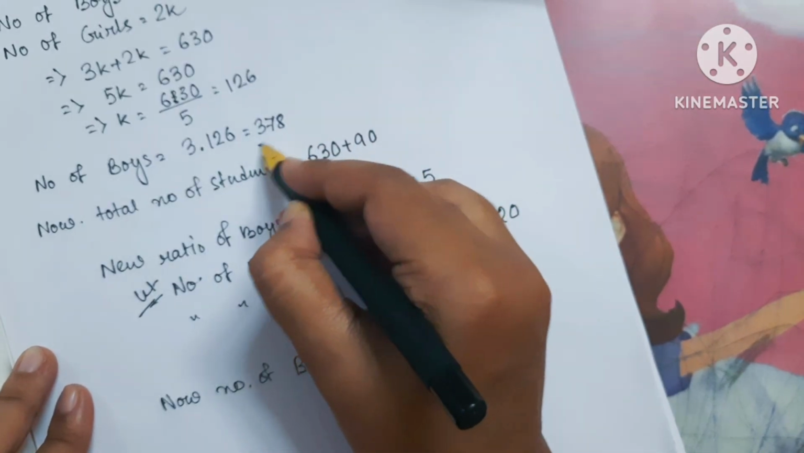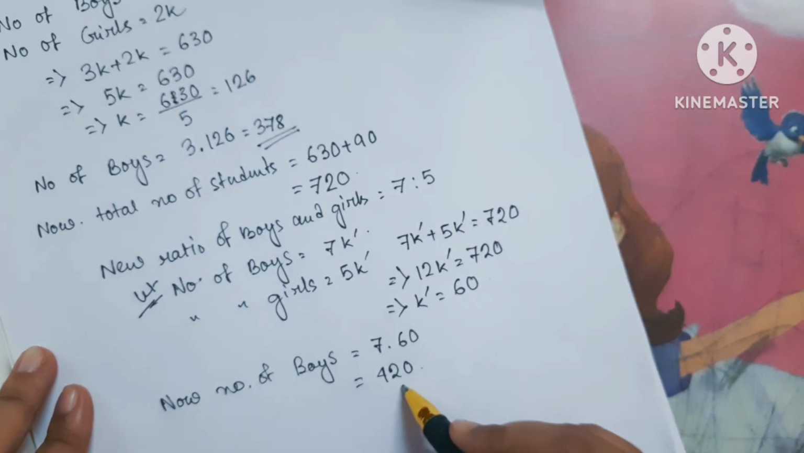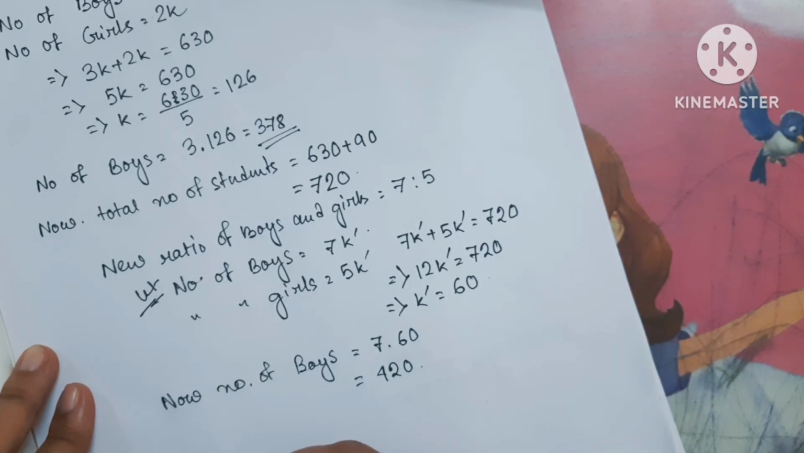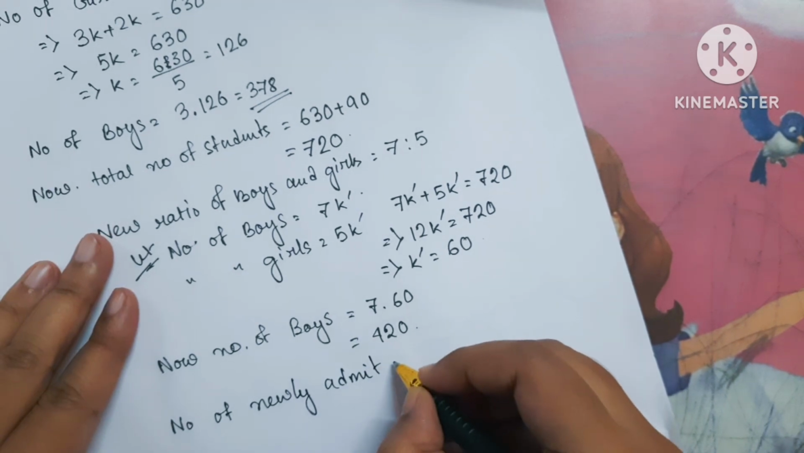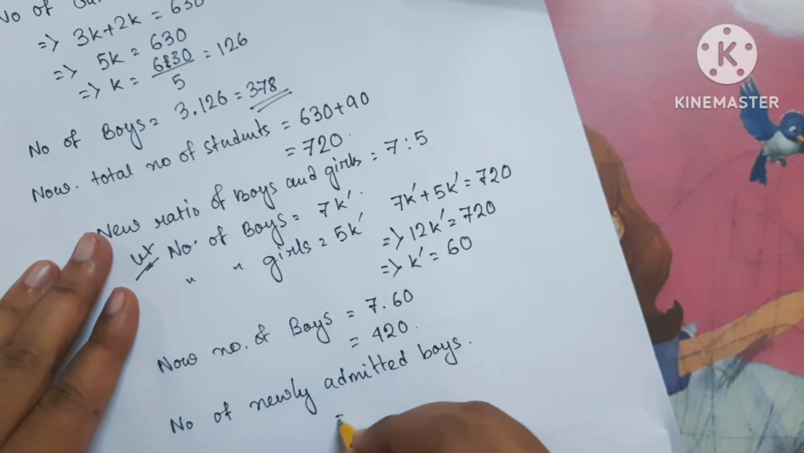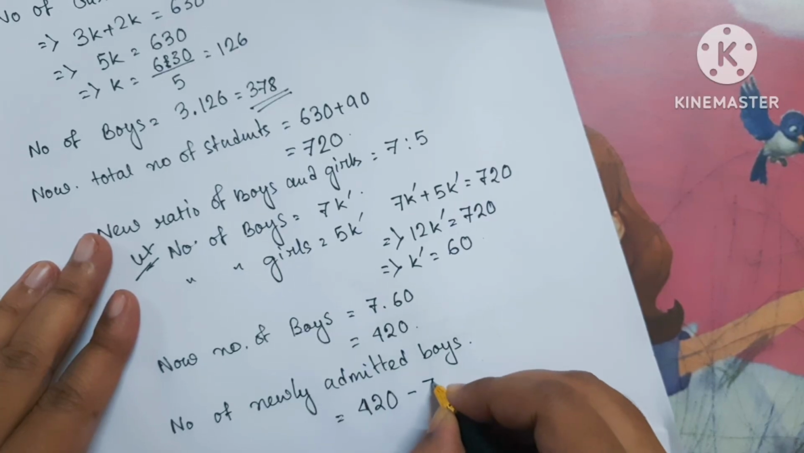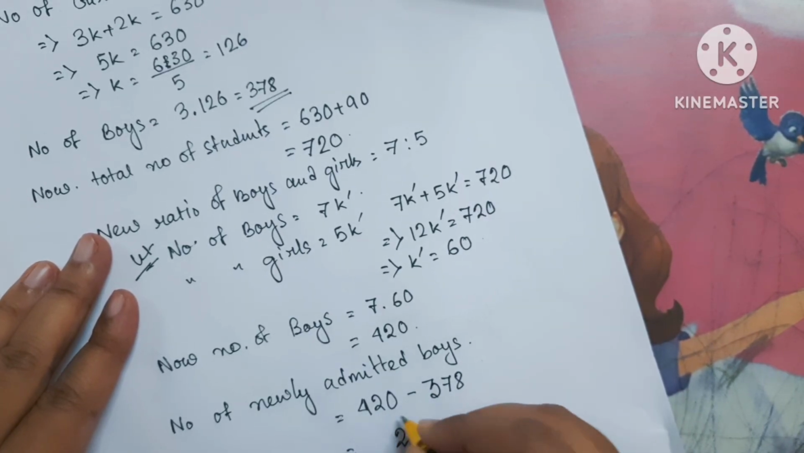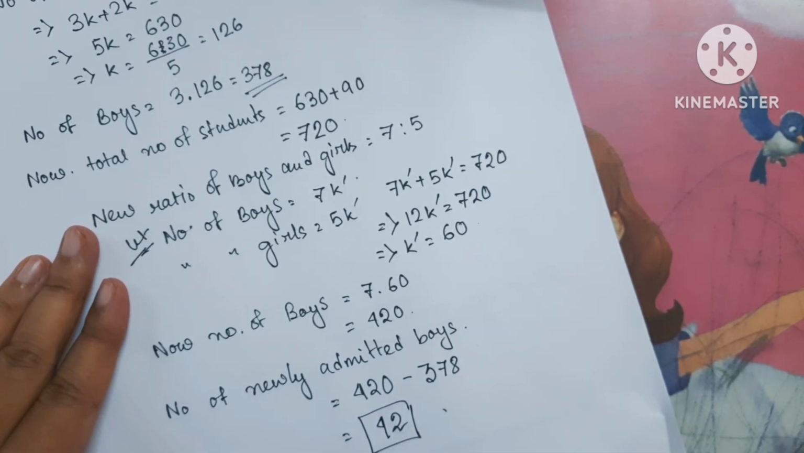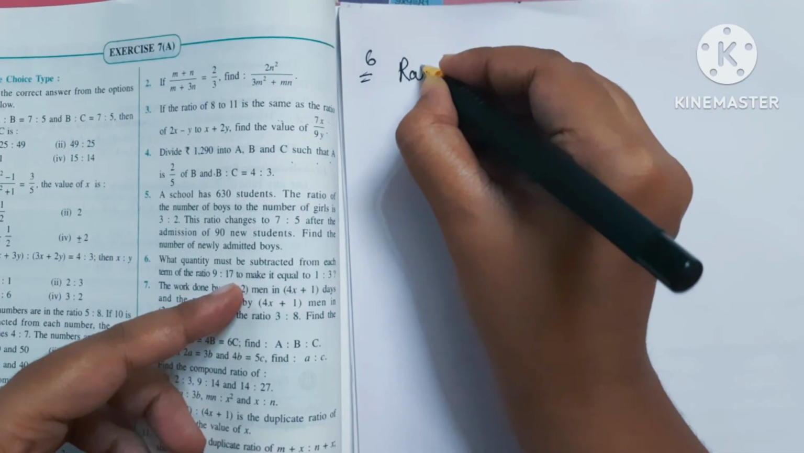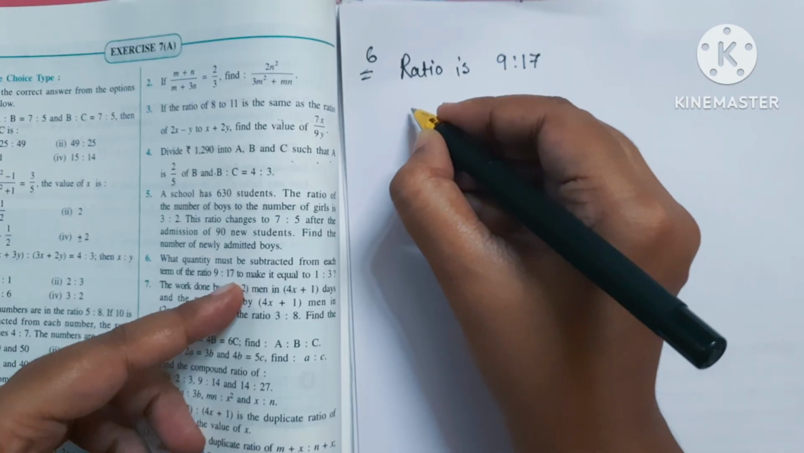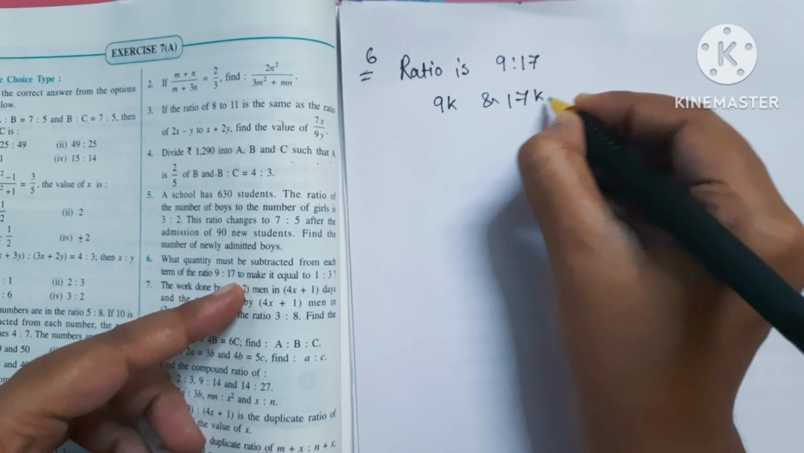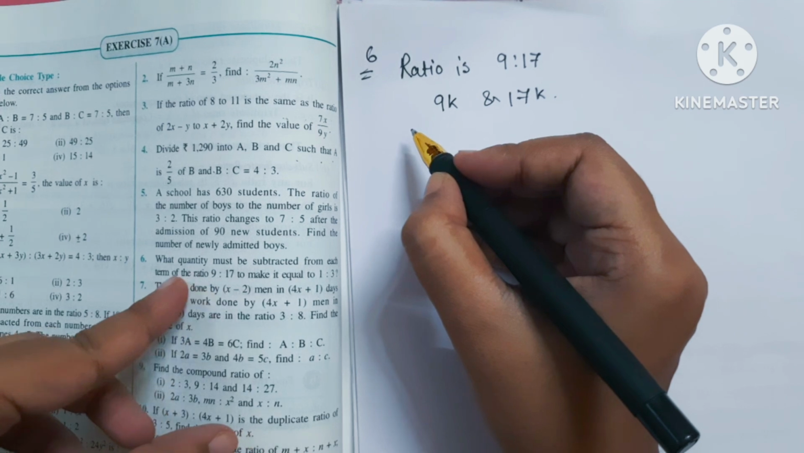So number of 378, that is number of boys before admission. So number of newly admitted student, sorry, boys, 420 minus 378, that will be 42, and that will be the answer. Okay. Now question number 6. See, ratio of two number 9:17. Now you can write, so two number are 9k and 17k.